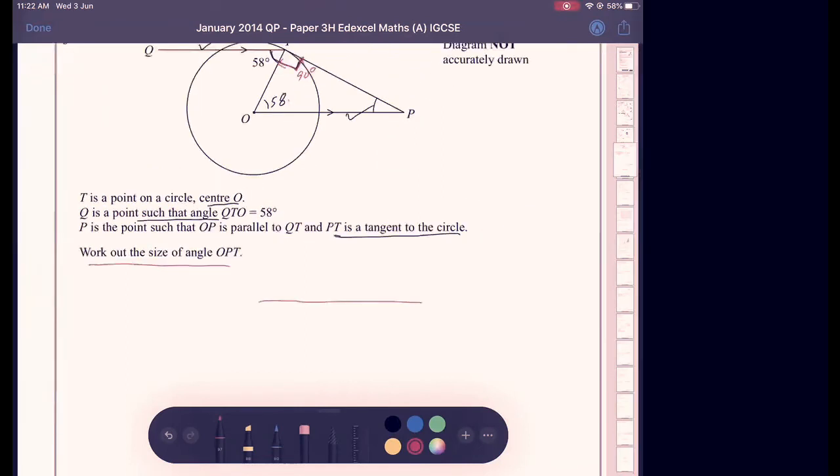So this is P, this is T, and this is O. This angle is 90 degrees, and we got this angle as 58 degrees. Let this angle be X.